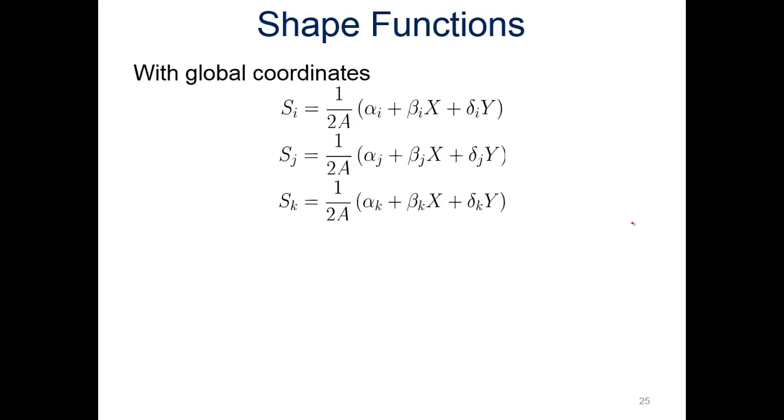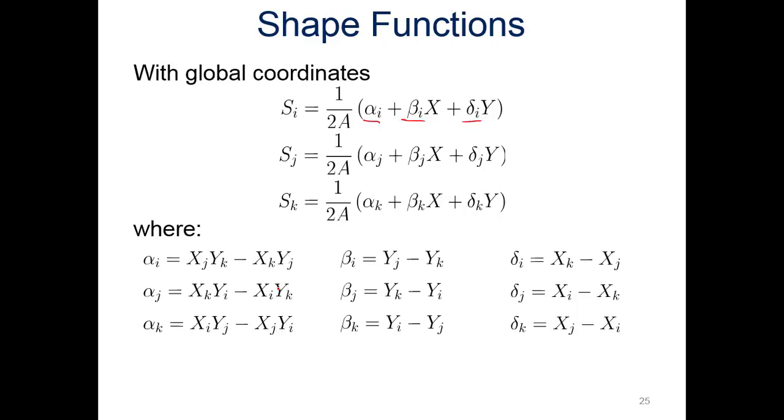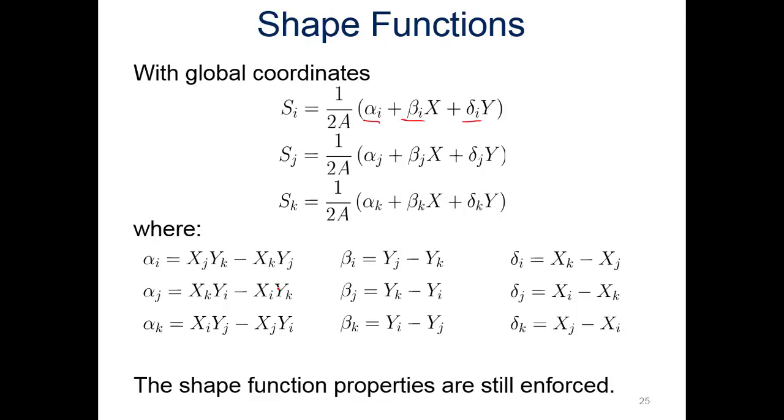So with our global coordinates, the shape function at node I, simplifying, is 1 over 2A times alpha at node I, beta at node I, and delta at node I. And you may be wondering what those are. It's just grabbing some terms here. So it collects these terms of x and y for alpha, for beta, and for delta. So again, it simplifies it and cleans it up a bit. And the shape function properties are still enforced. In this case, they still show up in the triangular element.